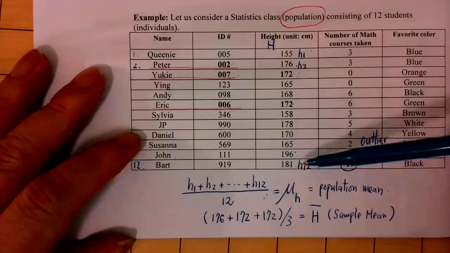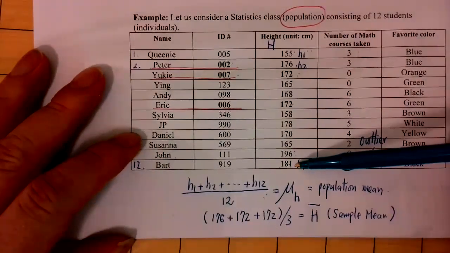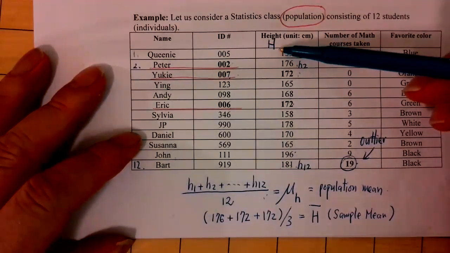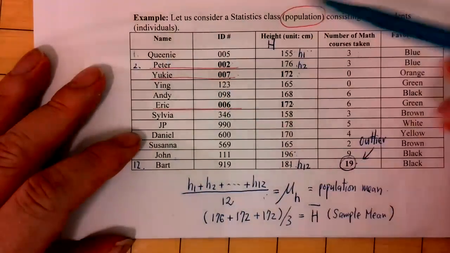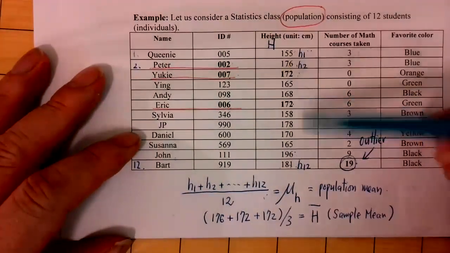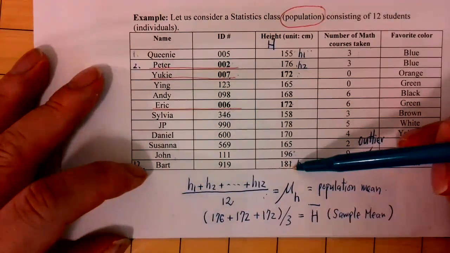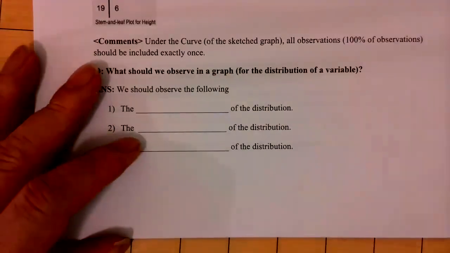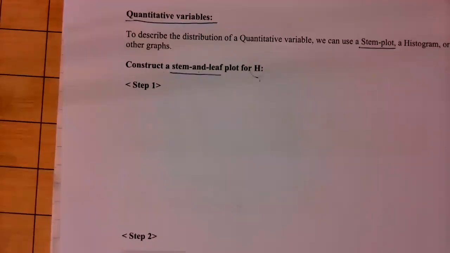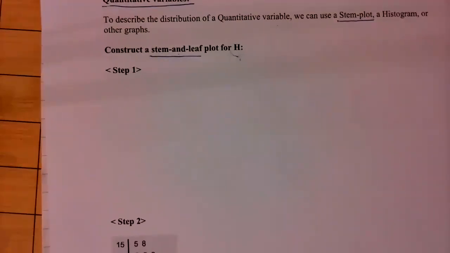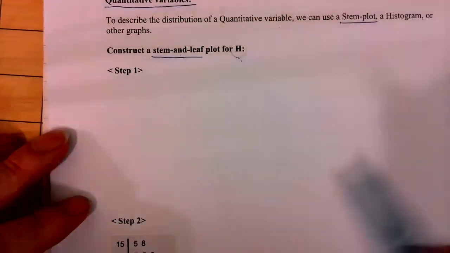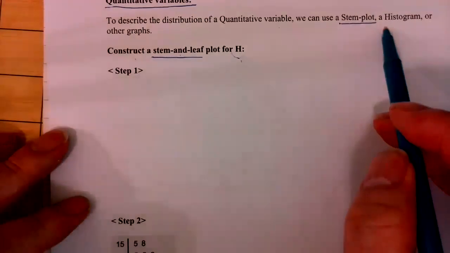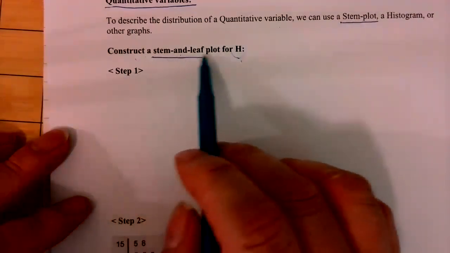Use the information you see in this column to make what? A stem plot, okay? Let's first take a quick look. 155, Queenie, 176, Peter, up to Bart, 181. The tallest guy is what? John, 196, okay? We're going to use this information to construct a stem and leaf plot, okay? Stem plot is an abbreviation.